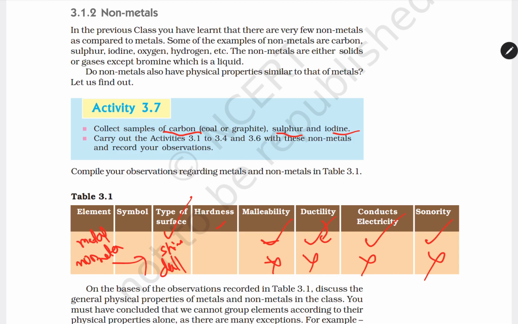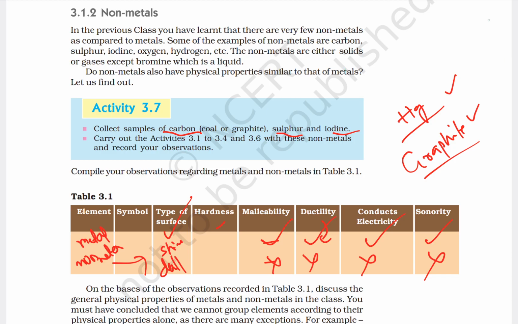Okay, did you notice that all the metals and non-metals follow the same pattern? There may be some differences that you need to observe. Coming to mercury, Hg, it is liquid at room temperature, that we need to observe. And coming to graphite, it is a form of carbon only, a non-metal, but it conducts electricity. Some exceptional cases are there. Those things you also need to make a note of.